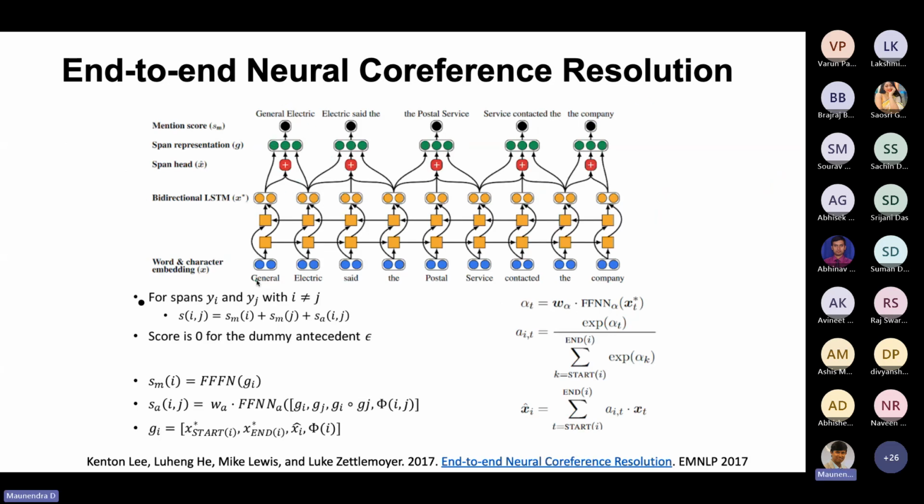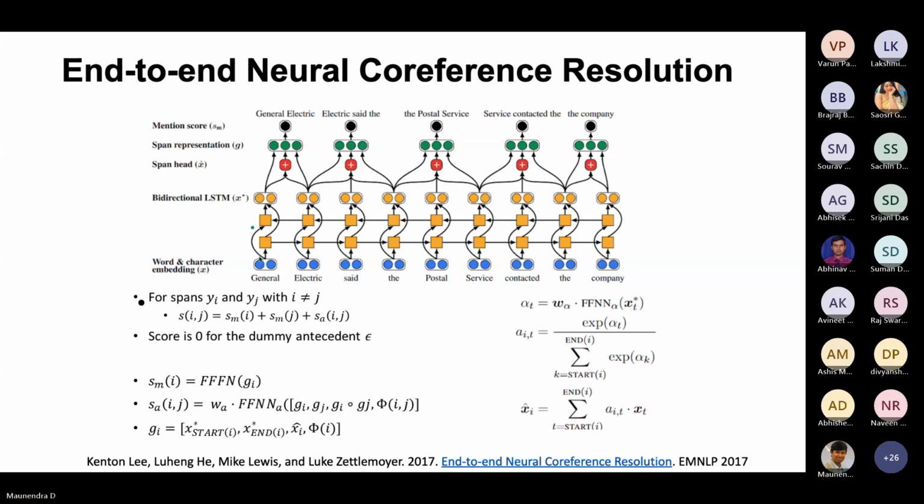So these are the X's. Suppose our input is "General Electric said that the postal service contacted the company." So X1 is "General." Sir, how to handle nesting there? What nested span? There is no special consideration about nested spans. But we are doing this lexicographical ordering, so there we will have to consider, right? No. Okay, sir. Go ahead. So this is the input.